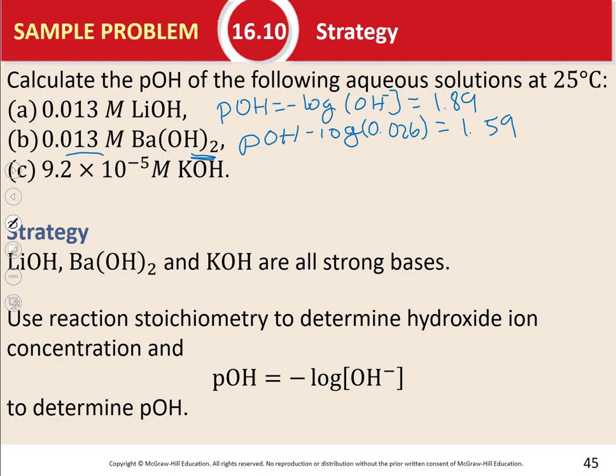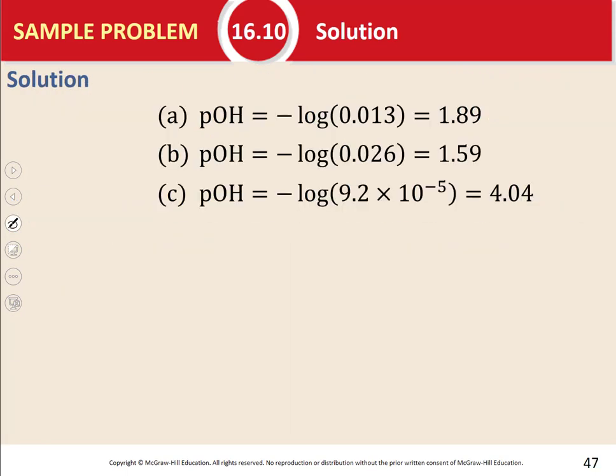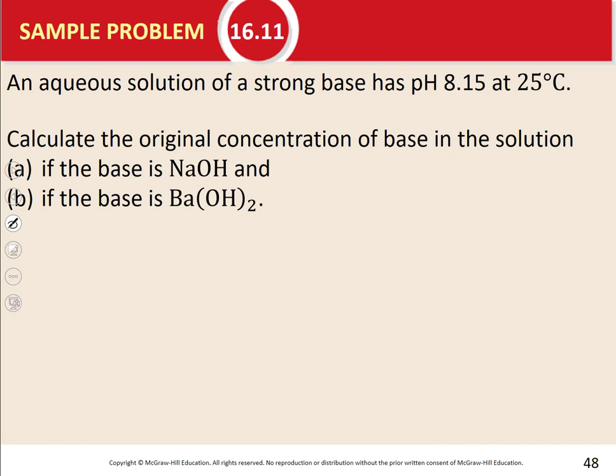So I gave you the concentration of the strong base and asked you to find the pOH. What do you think we're going to do next? Reverse it. From the pOH, find the concentration of the strong base. An aqueous solution of a strong base has a pH of 8.15 at 25 degrees Celsius. Calculate the original concentration of the base in solution if the base is sodium hydroxide versus if the base is barium hydroxide.